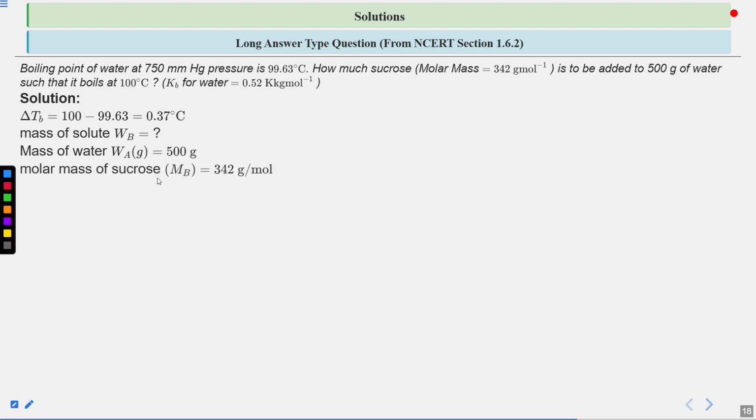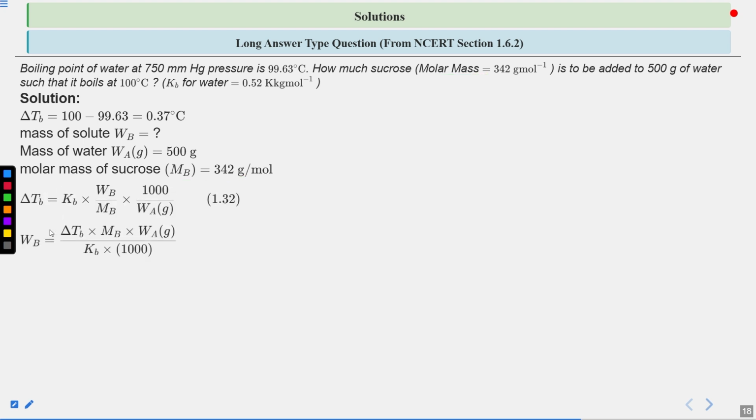And the molar mass of sucrose, this you can calculate simply, right? You just have to know the formula of sucrose. If not given, here we have been given the molar mass. In case the molar mass is not given, then you have to learn or remember the formula of sucrose, and then you have to calculate the molar mass. Here it is given, so we take the molar mass of sucrose, MB, equal to 342 grams per mole.